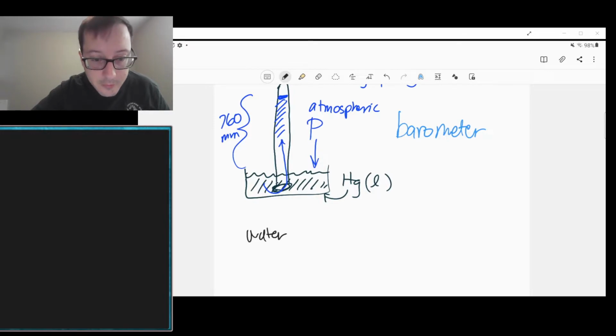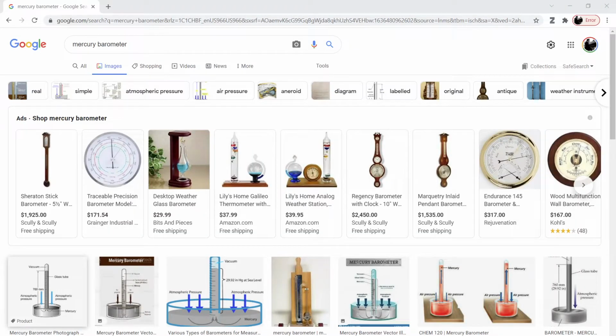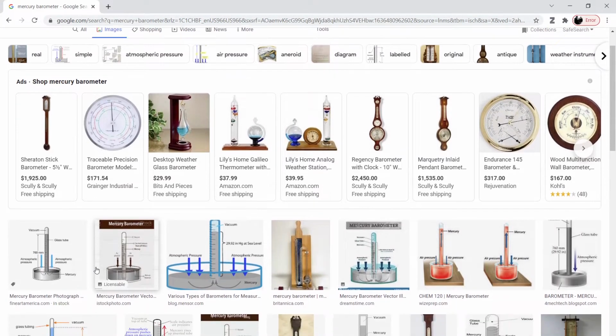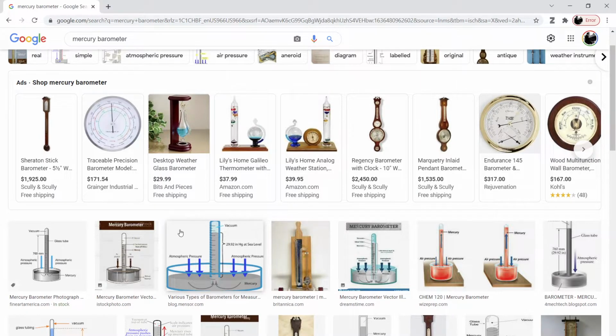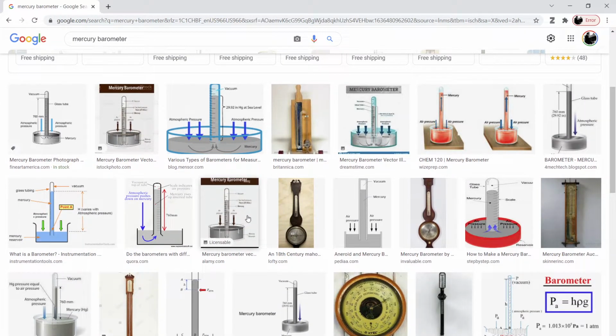Let's see here. New window as always. All right, so look, I can buy all these terrible things. Okay. Barometers work like this.